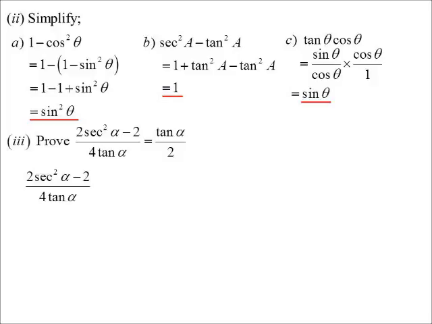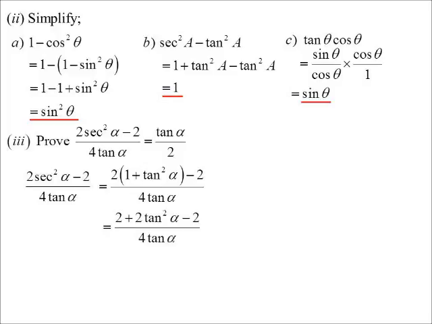All right, 2 sec squared minus 2 over 4 tan theta. I see the sec squared. So the identity involving sec squared is 1 plus tan squared is sec squared. So for the top of that fraction, if I put in 1 plus tan squared for sec squared, I get 2 plus 2 tan squared, but minus 2, I now just have 2 tan squared on 4 tan. Well, the tan and the tan squared will cancel, leaving me with tan alpha on 2.